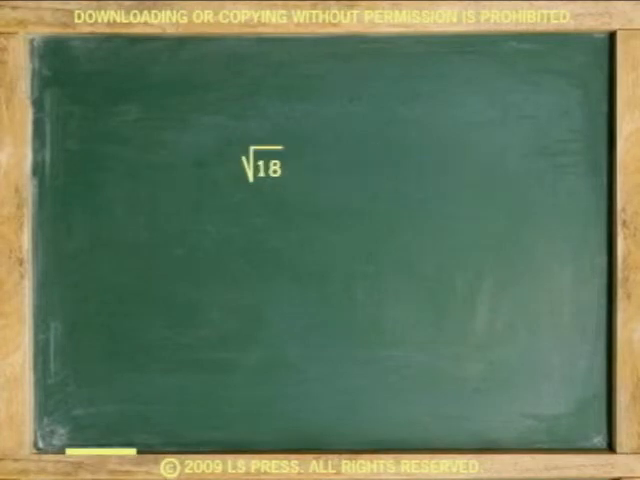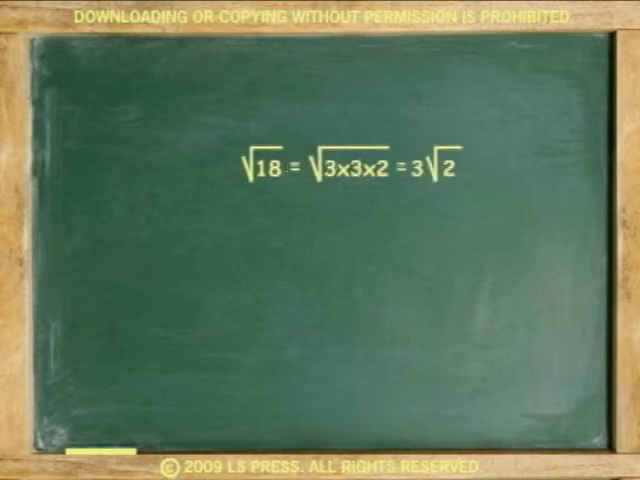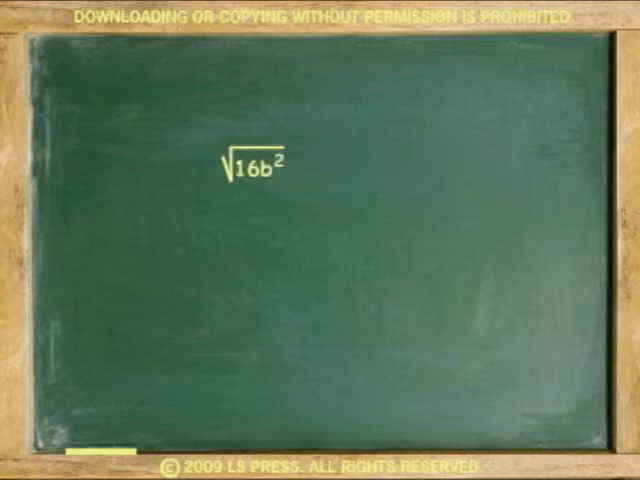For example, to simplify the square root of 18, we use prime factorization. Because 3 times 3 is 9, the 9 gets simplified as the square root of 9 equals 3. Answer, 3 radical 2. But the 2 cannot be simplified and stays as a radicand. This is what radical simplification is.